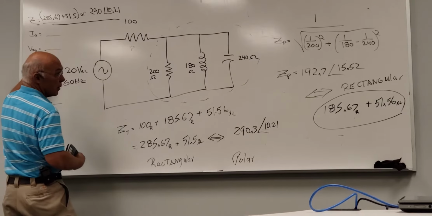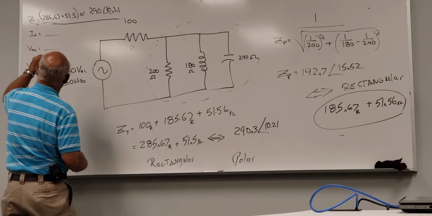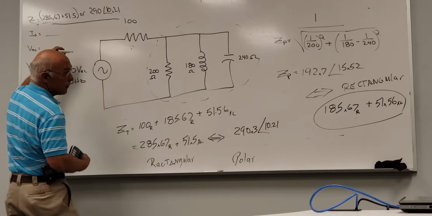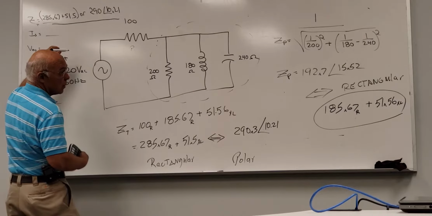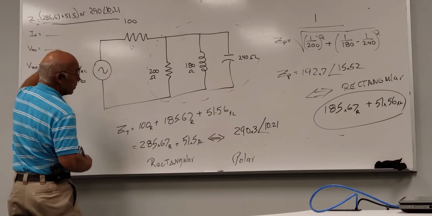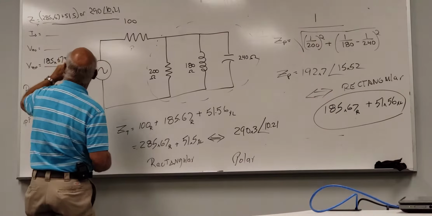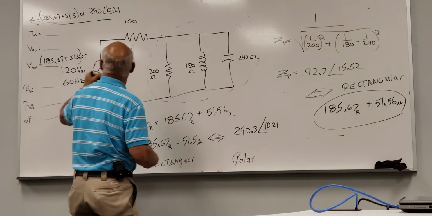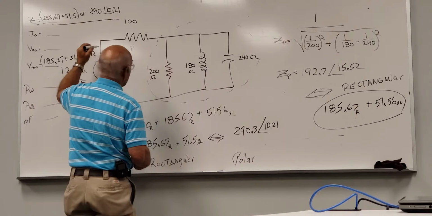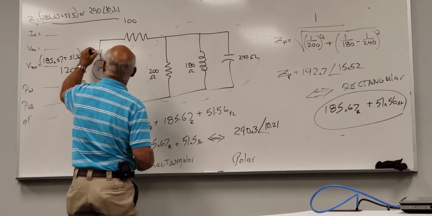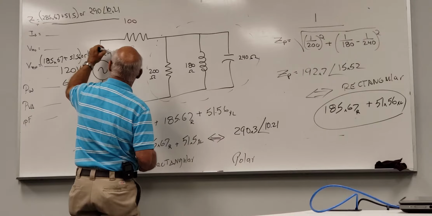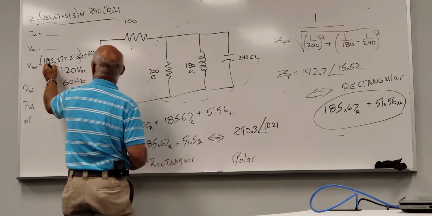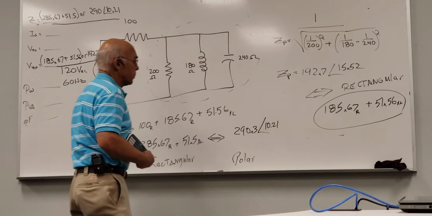That was 185.67 at an angle of 51.56, that's the rectangular, or the polar, which is the 192.7 at an angle of 15.5. That's the parallel piece.